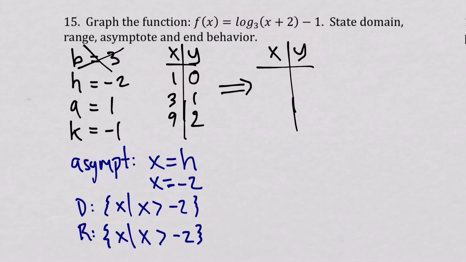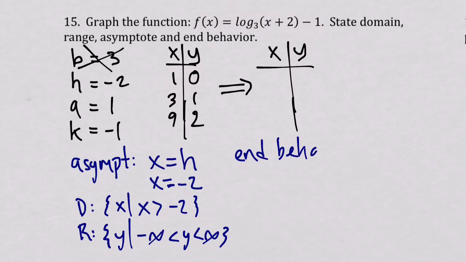The range is the one that is going to be unlimited, meaning that you could put in whatever you want. So y such that -infinity is less than y is less than +infinity. Right? All real numbers for y. And finally, the end behavior. It's helpful if I actually see the graph, although I know what it looks like.